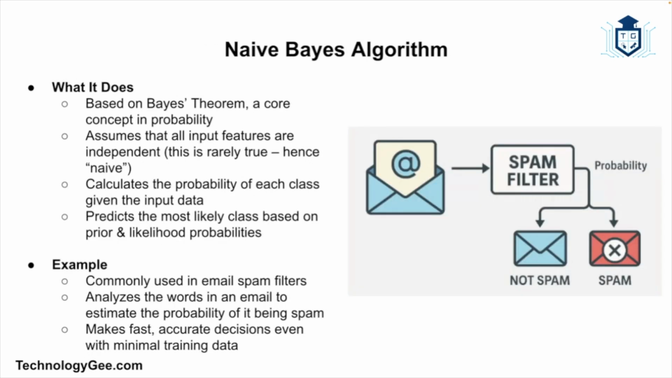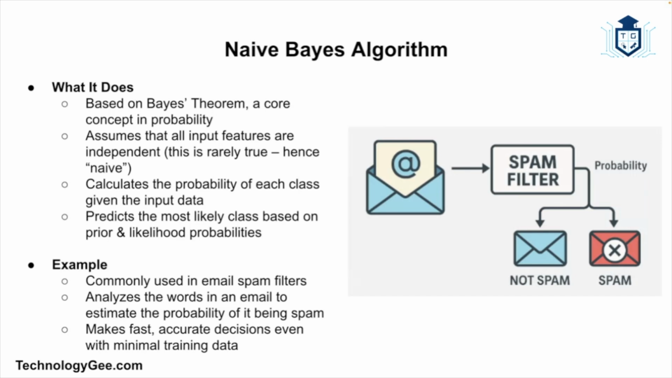Next, we have what is called the naive Bayes. And this is based on the Bayes theorem and assumes that all features are independent, which is often not true, hence the word naive. And it's all about using probability to guess the most likely class for a given output. A real life example of this would be email spam filters.